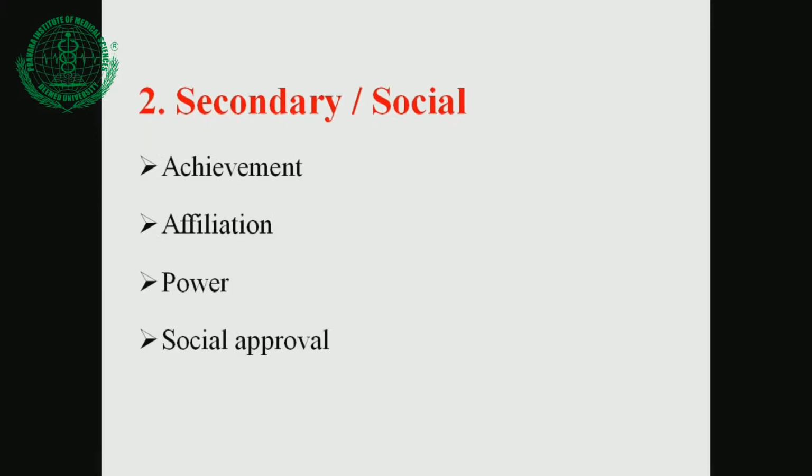Then secondary motives. When your primary motives are fulfilled, you want the higher motives, and you go towards them. These are achievement, affiliation, power, or social approval. Achievement is whatever goals you set for your life, you want to achieve that, and when you are achieving, that is the fulfillment of the secondary motives.